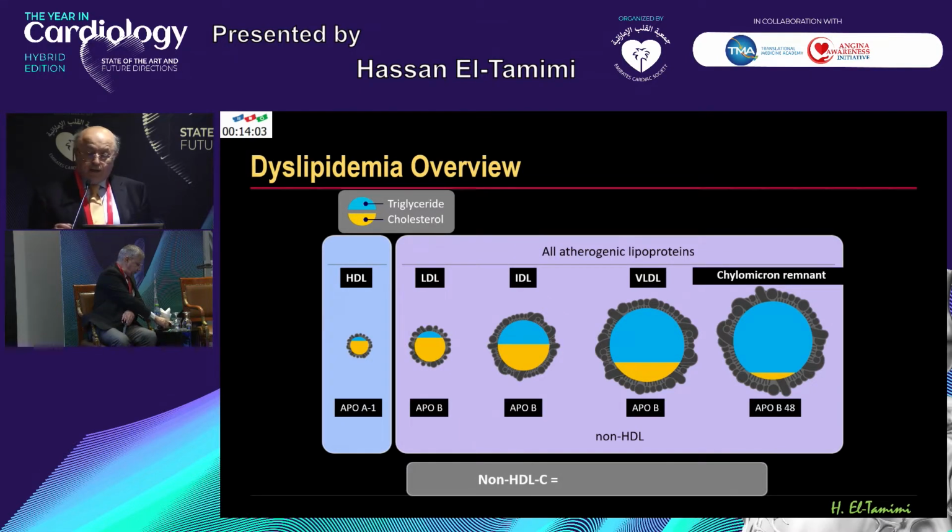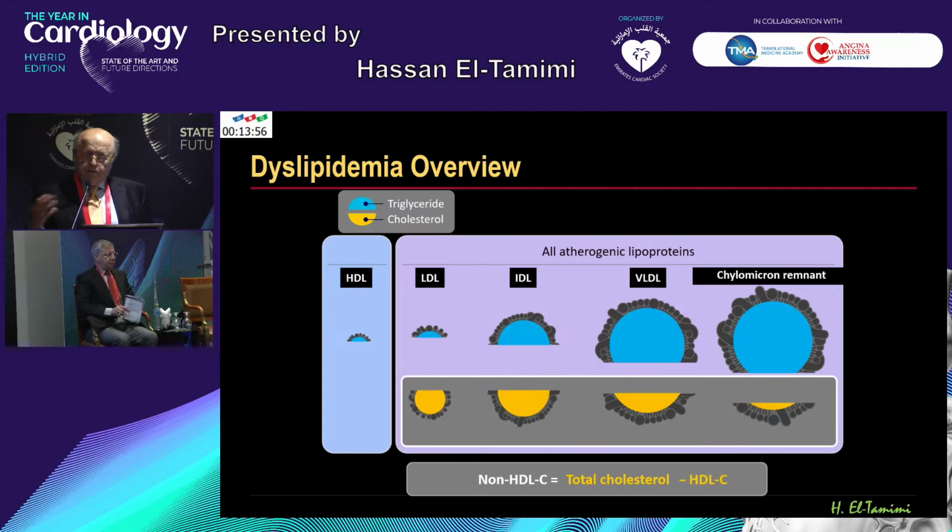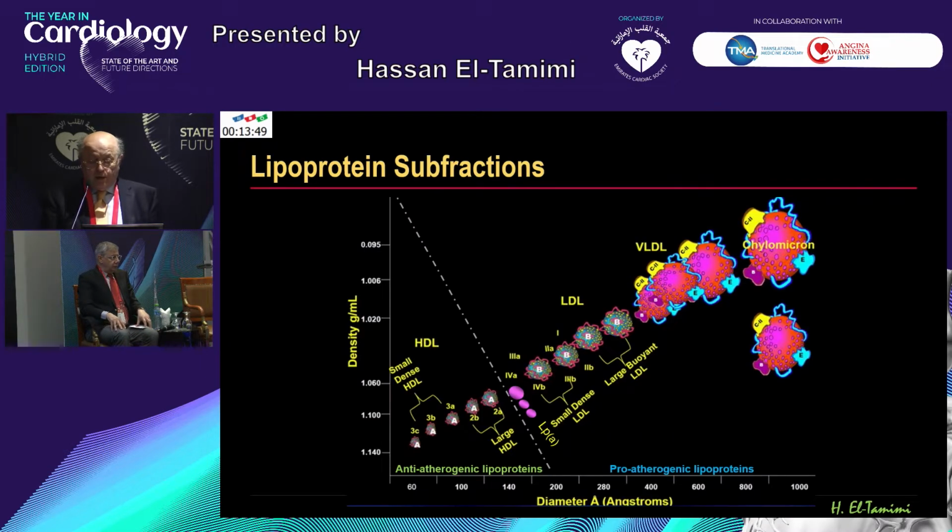It's a good idea to look at the non-HDL, which really reflects all the cholesterol minus the HDL, which gives you a much more global assessment of the burden of cholesterol. But the story is more complicated than that. I think we have multiple LDLs, multiple HDLs, and they have different impact on atherosclerosis. We don't look at just one LDL. As you can see, you have small, dense LDL, large LDL, and there is Lp(a).